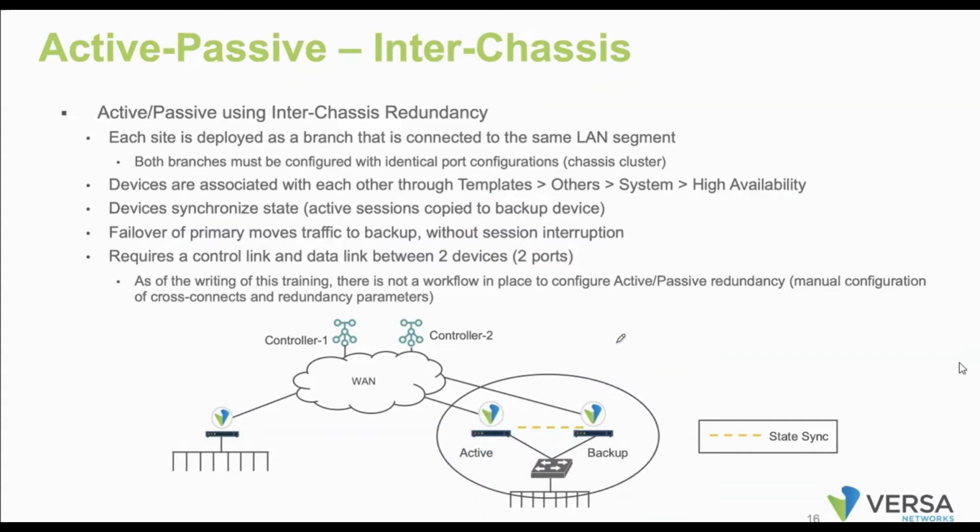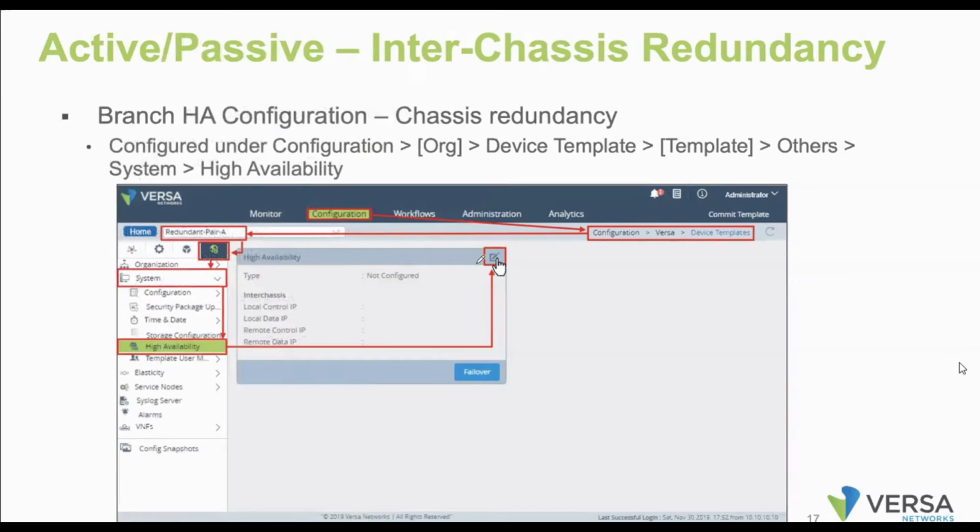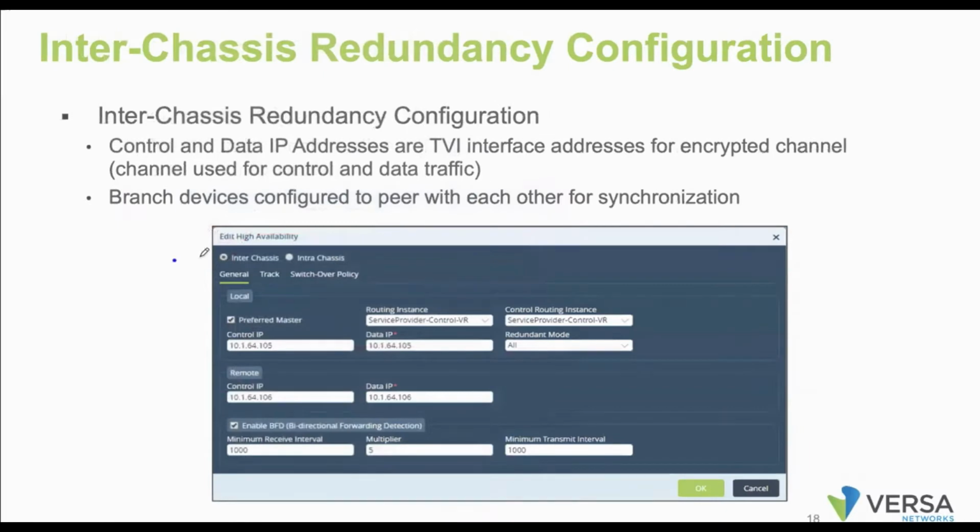How do you perform this inter-chassis configuration? Go to the template, configuration, template name, select Others, under the system, select High Availability, and click on editing the availability settings. Here we are going to mention the inter-chassis availability, the local parameters and the remote parameters. What is the local IP address, and what is the remote IP address?